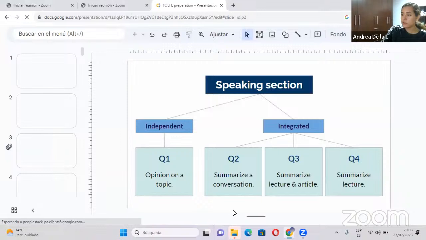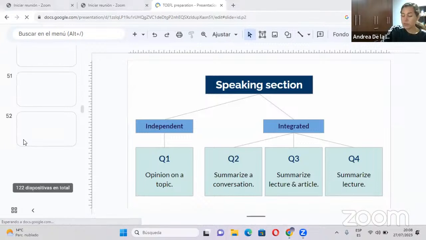All right, question 3. Remember, it's also integrated, which means that you will have to be summarizing something, but it's a little bit different than question 2 in terms of the content mostly. So let's take a look at question 3 today. Do you guys have any questions before we start?